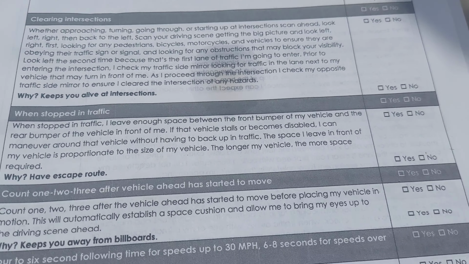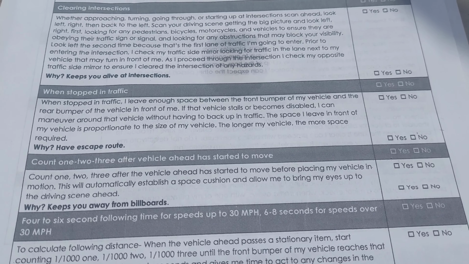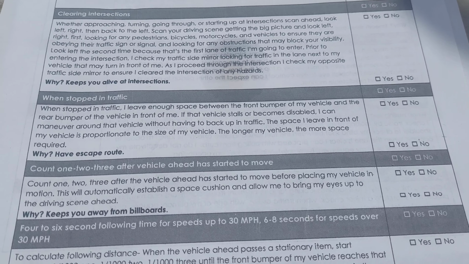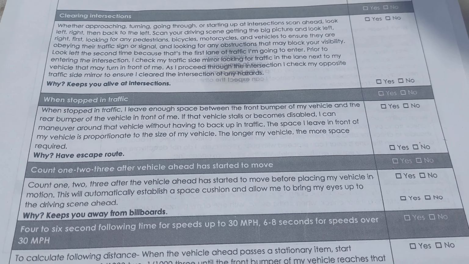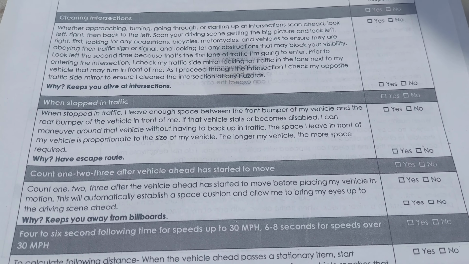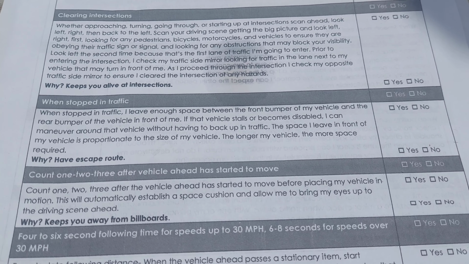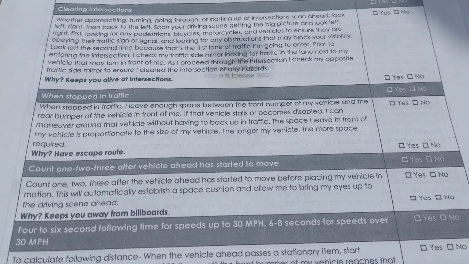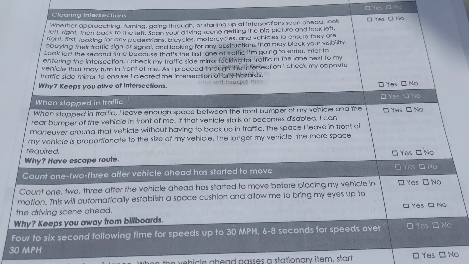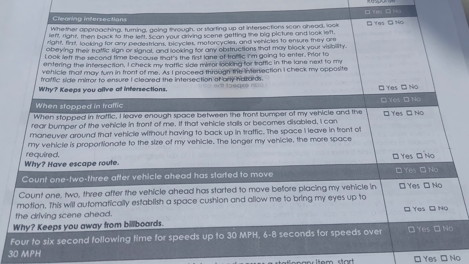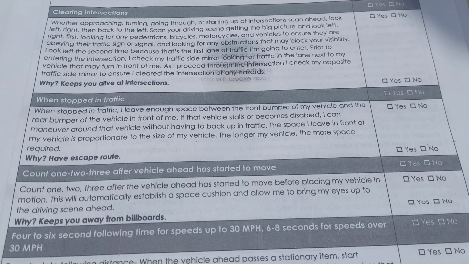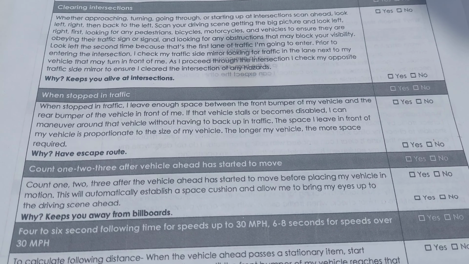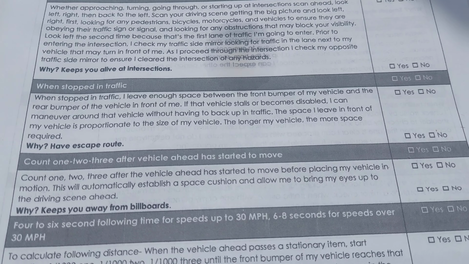When stopped in traffic, I leave enough space between the front bumper of my vehicle and the rear bumper of the vehicle in front of me. If that vehicle stalls or becomes disabled, I can maneuver around that vehicle without having to back up in traffic. The space I leave in front of my vehicle is proportionate to the size of my vehicle. The longer my vehicle, the more space required. Why? Have escape route.